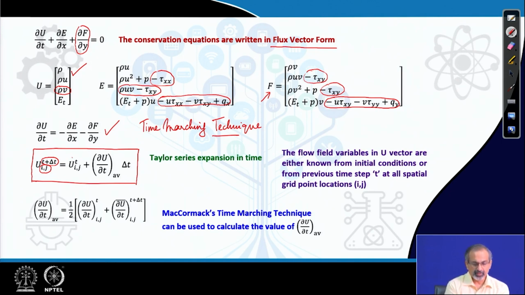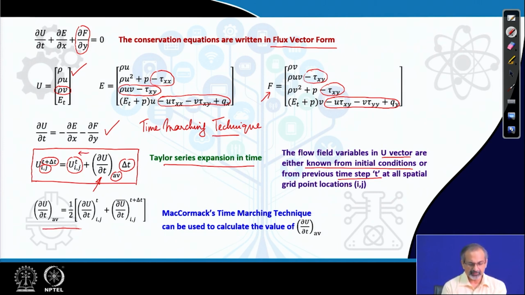So, we want to take the solution from time t to time t plus delta t using a Taylor series expansion. We need an assessment of the time derivative of U in that case. So, we mark it as an average value multiplied with delta t, and we ignore the higher order terms. As long as delta t is really small, the higher order terms will not matter so much, hopefully. And the flow field variables in the U vector are either known from initial conditions or from the previous time step t. So, we can take the solution to the next time step using a scheme like this.